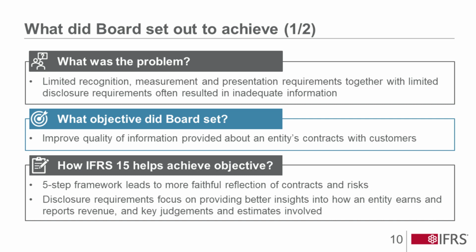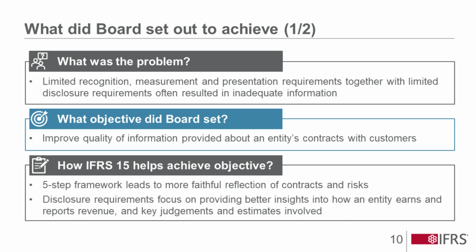Consequently, the two standards were not always providing useful information to users of financial statements. So this gave the board a very clear motivation and objective of improving the quality of information provided by an entity about its revenue. To achieve the objective, just focusing on improving disclosure would not have been sufficient. So the board sought to develop a robust framework for entities to determine when and how much revenue to recognize.